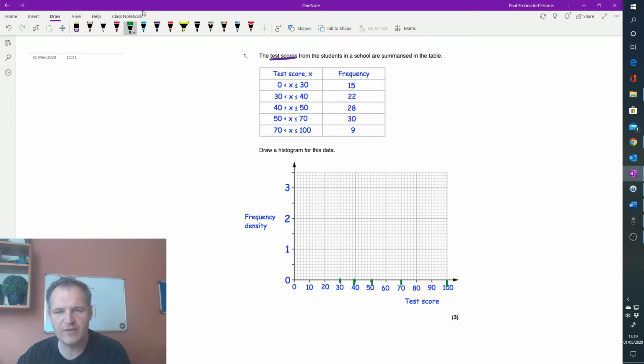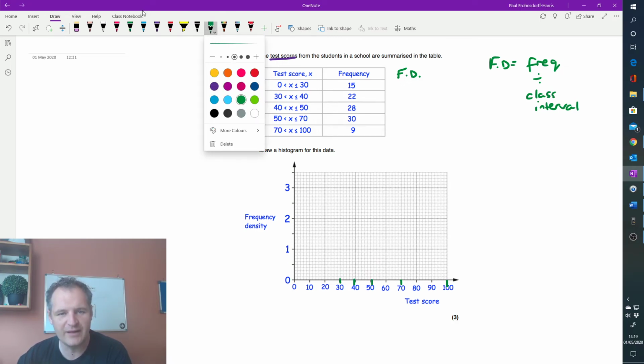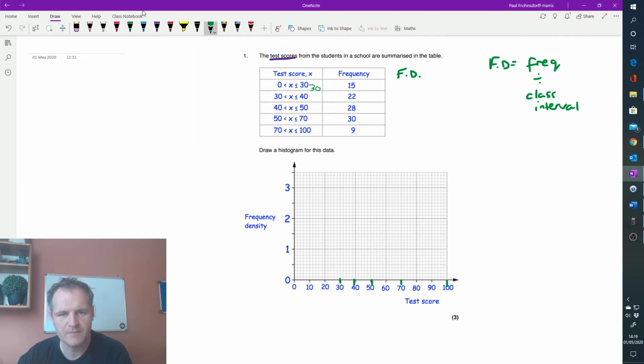Then it's find the frequency density. Remember, frequency density, you're probably able to say it with me now, is your frequency divided by the class interval. In order to do so, I often like to record the class interval early. So let's do that. We're going to write down 30. We're going to write 10, 10, 20 and 30.